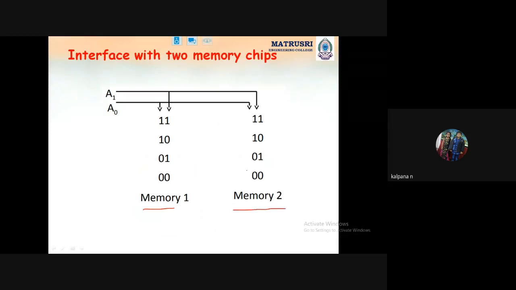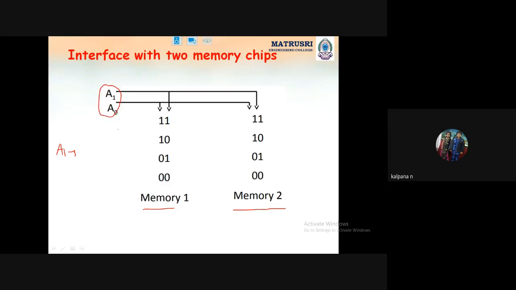Now how can we select this memory? Based on the address lines. If only one memory is there, only one address line is used. We have 16 address lines, so among these 16 address lines, only one address line is selected to select that memory chip. If two are there, then two address lines will be allocated to select the chip.